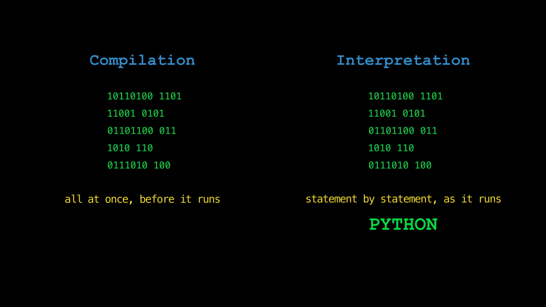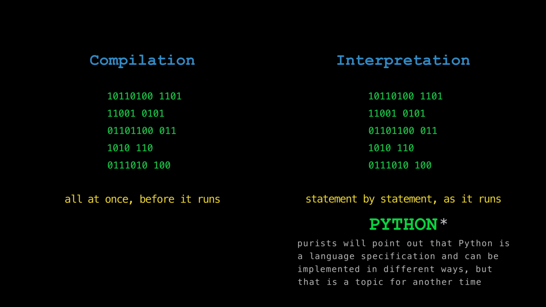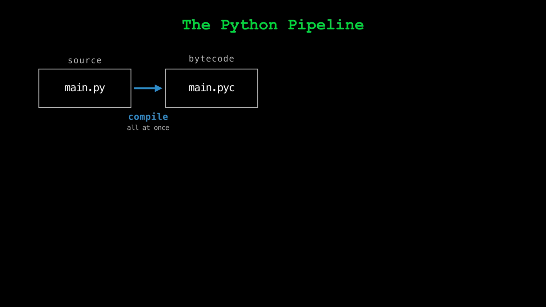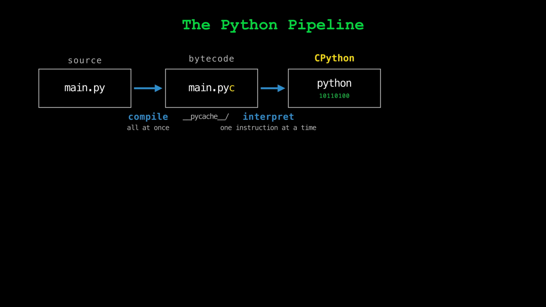Python is an interpreted language, meaning it isn't compiled directly to machine code. The boundary is a little subtle because Python source code is first compiled all at once to an intermediate format called bytecode. That's what the .pyc files in your __pycache__ folders are, with the C standing for compiled. This bytecode is then interpreted, one instruction at a time, by CPython, the reference implementation of Python written in C.